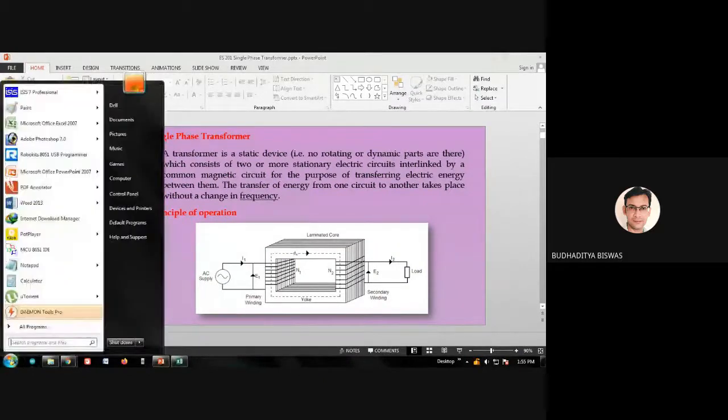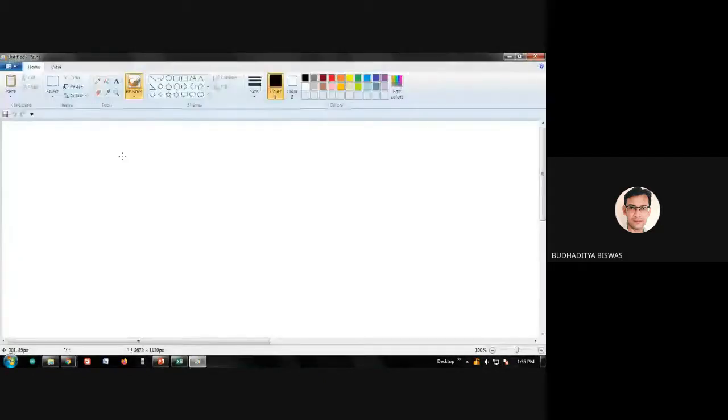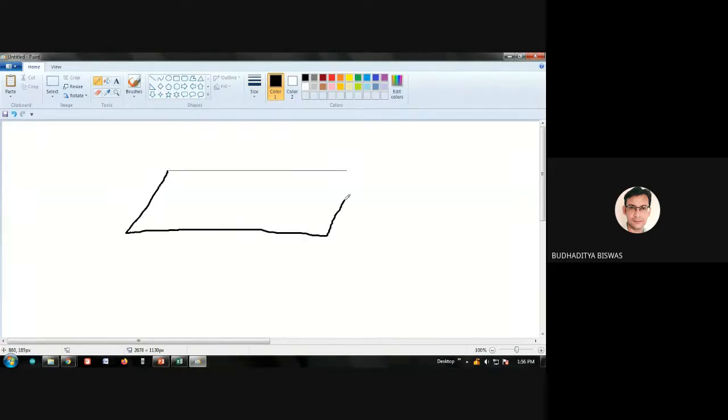So let's understand what is called the eddy current. Suppose I take a solid iron core. This one is a solid piece of iron.